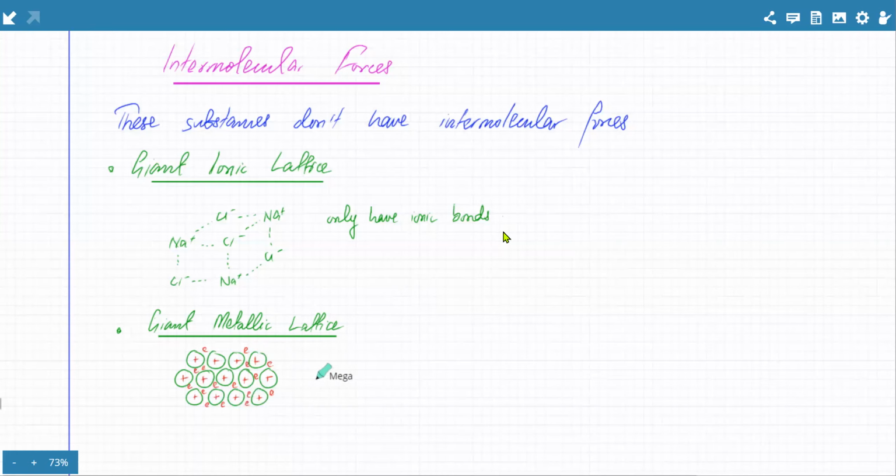Okay, so is this clear? So it's going to be a giant metallic lattice of positive metal ions in a sea of free moving electrons. And they only have metallic bonds.